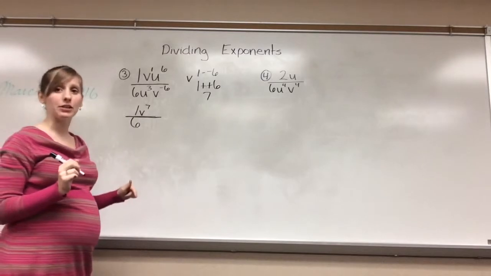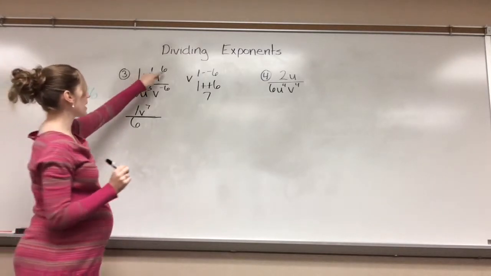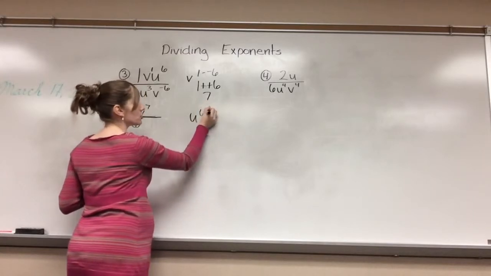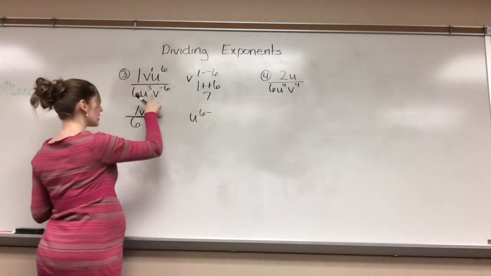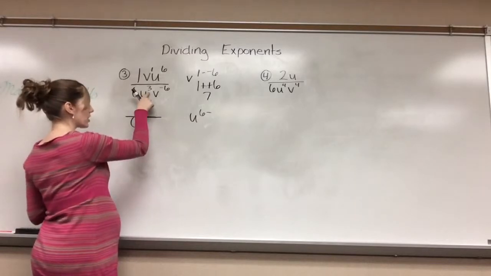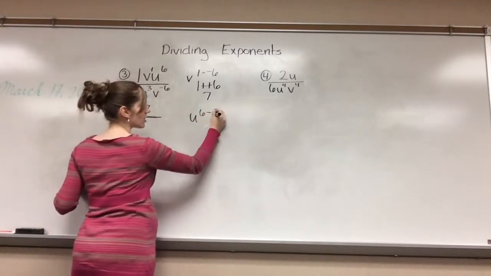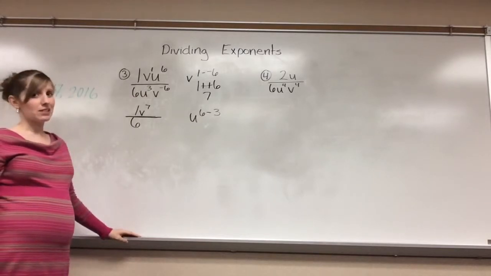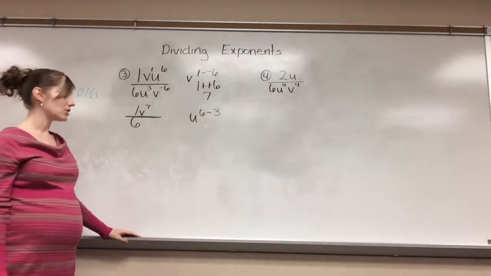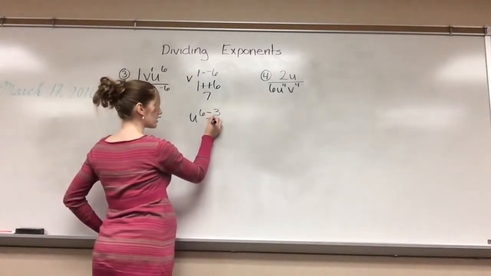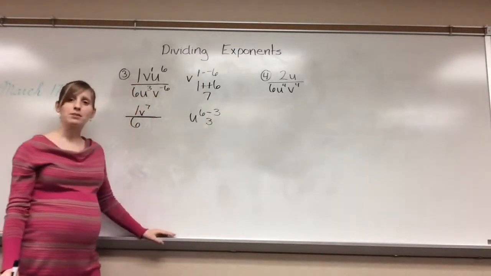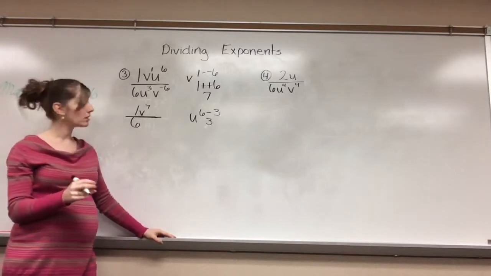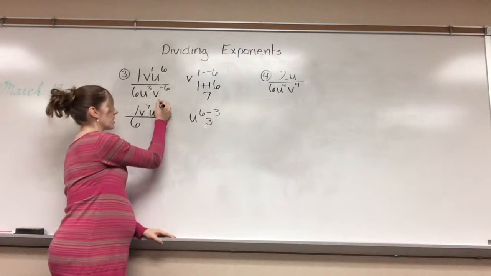After that, we need to look at the U's. For U, at the top we have a 6, so it's U to the 6th, and we're going to subtract from that, because it's division, the bottom, U to the 3rd, so 6 minus 3. We can change that if we want to, but 6 minus 3, most of us can go ahead and do. 6 minus 3 is just +3. So that means my exponent for U is a +3, which means it goes at the top of my fraction as U to the 3rd.